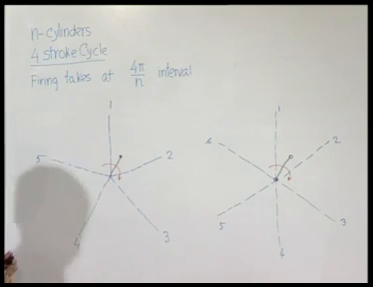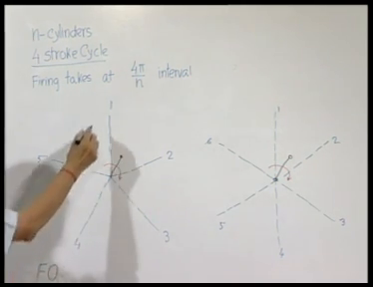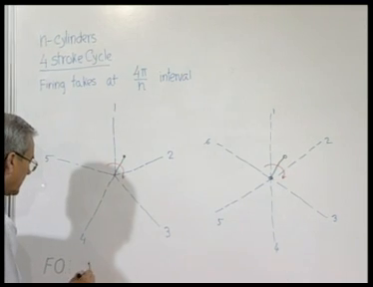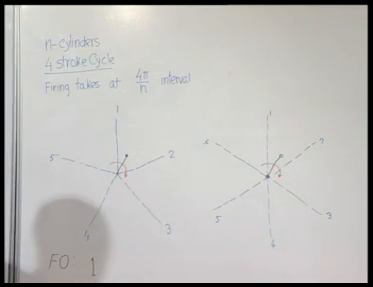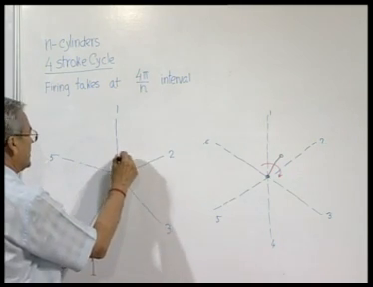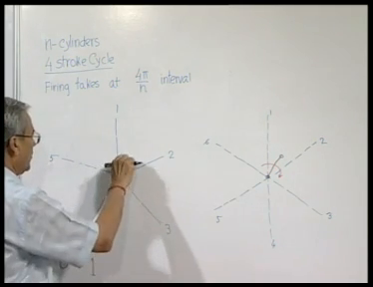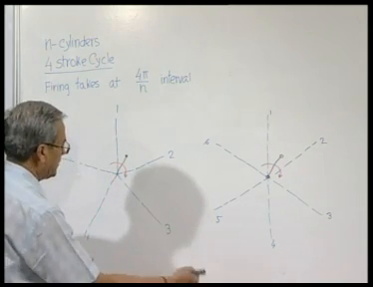So, let us see the firing order. First one fires. Now, what should be the angle between 2 consecutive firings? 4 pi by 5. So, 4 pi by 5 means this one. Next one, when this comes here, the piston will be at the topmost position and there can be firing.